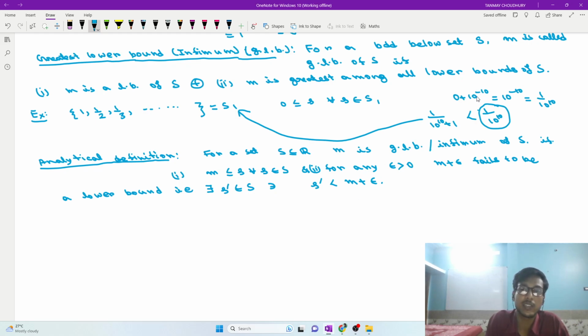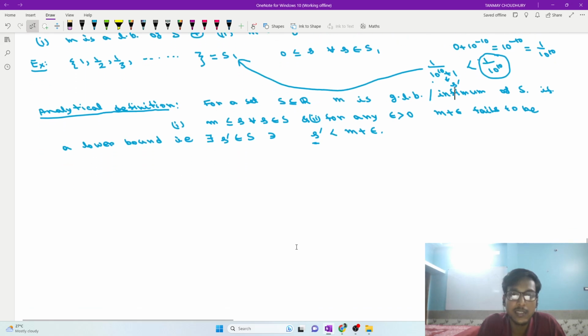As in the previous case, you can consider here 10 to the power minus 10 as epsilon. Once we have chosen, we obtain an element S dash. In this case, S dash is 1 by 10 to the power 10 plus 1, which is a member of the set S1. So if these two criteria are satisfied, then we can assert that this small m is the greatest lower bound or infimum of the set S.